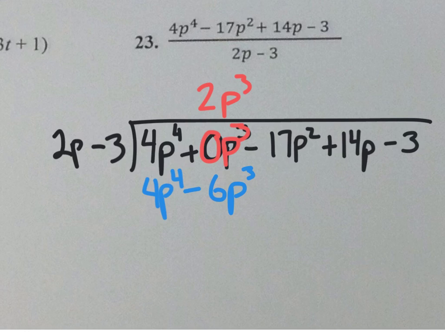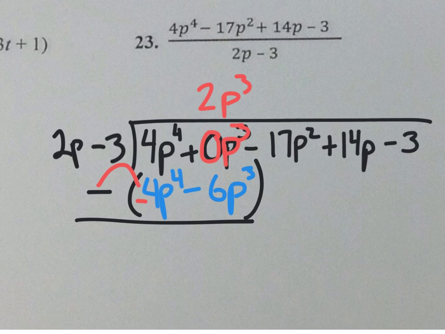And of course, I am going to subtract. So this really becomes a minus 4p to the fourth, and it really becomes a plus 6p to the third. And now when I look at the positive 4p to the fourth minus 4p to the fourth, that really does cancel out. And when I look at 0p to the third plus 6p to the third, that's still 6p to the third. Yes? Now what do I do next?